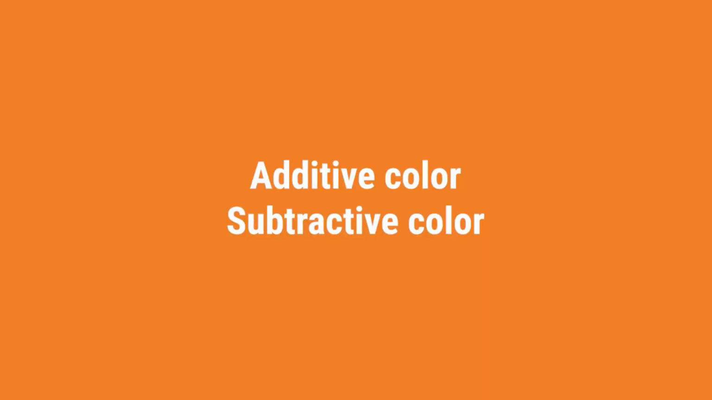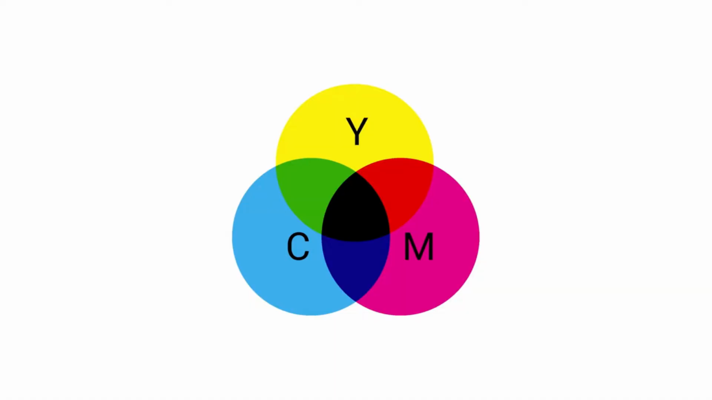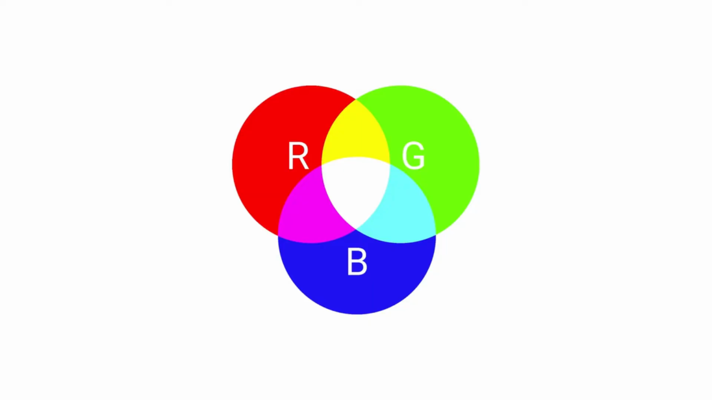I'm not saying that you are, but you were probably wrong. There are 2 different systems of color in the world. There are subtractive colors and additive colors. Subtractive are all the systems where mixing all the primary colors is going to generate a black color. And the additive is the opposite. Mixing the 3 primary colors is going to generate white.